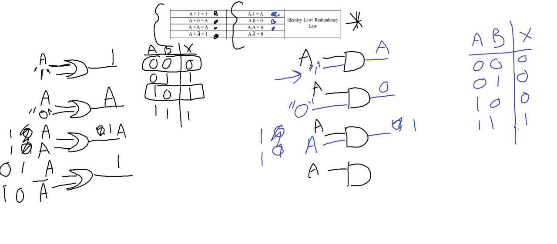And lastly, have A with the input A bar. So if A is 1, then A bar is 0. If A is 0, the other input will be 1. You can't ever get both inputs to be 1 because one is the inversion of the other. Therefore, the output is always going to be 0. I hope that makes sense for the identity laws for simplification.